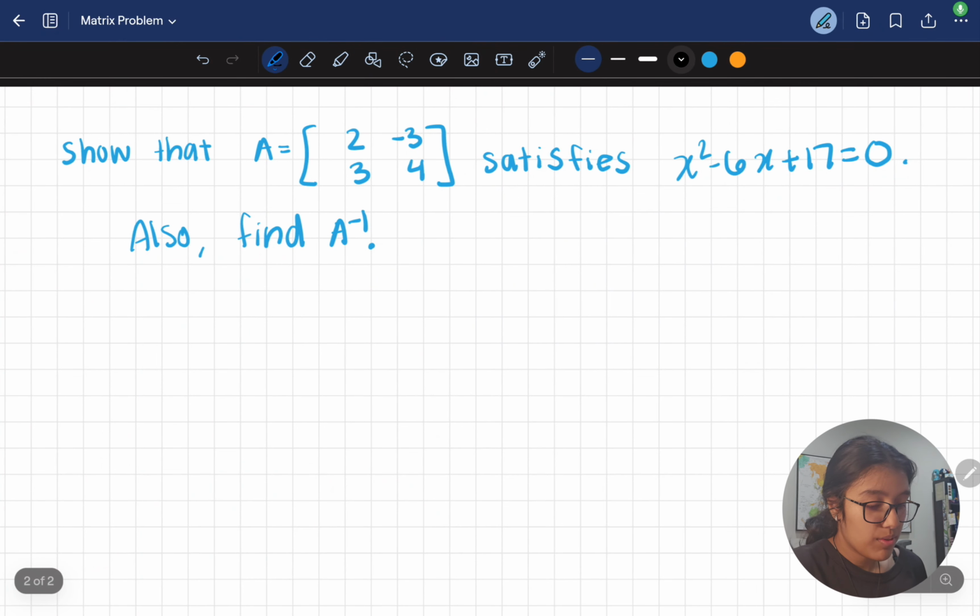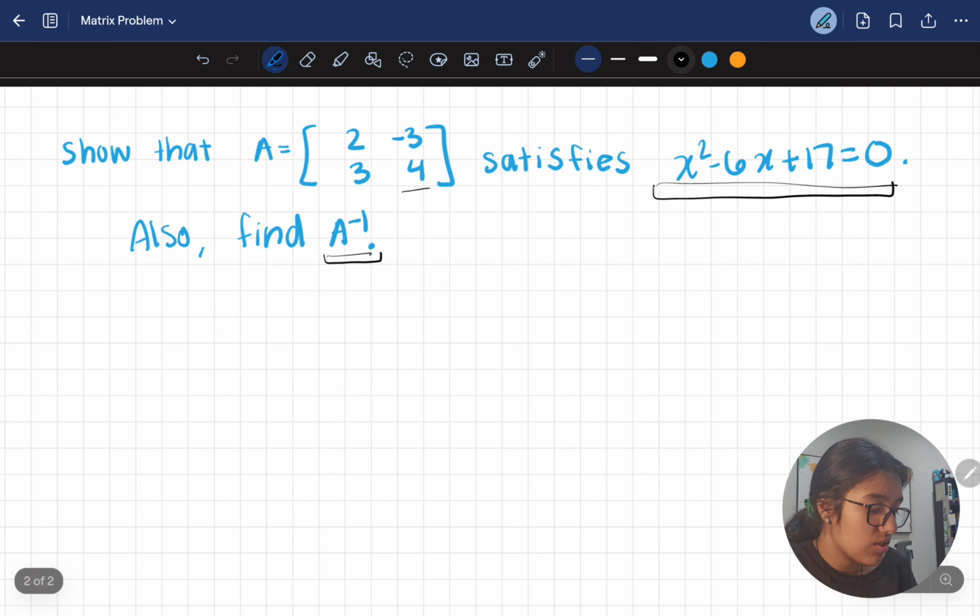Hey everyone, today we're going to be taking a look at this problem right over here involving matrices and determinants, as well as inverse and adjoints of matrices. So it says show that the matrix A = [[2, -3], [3, 4]] satisfies this equation. Also find A inverse. So this is like a two-part problem. We have to first prove it satisfies this equation, then we have to find its inverse.